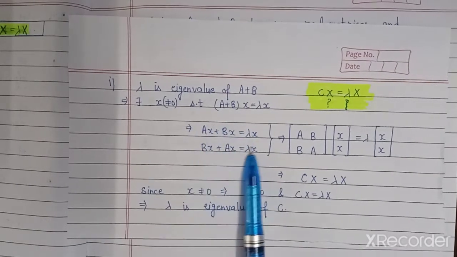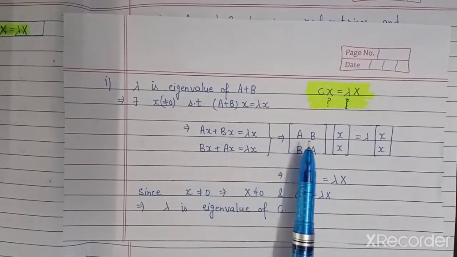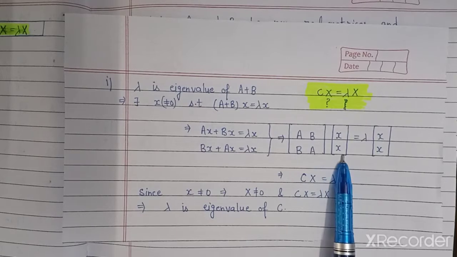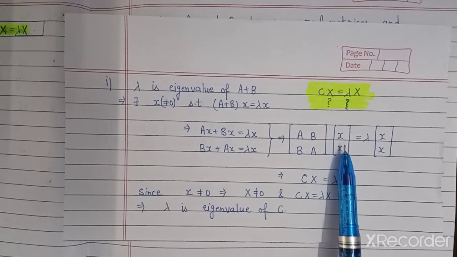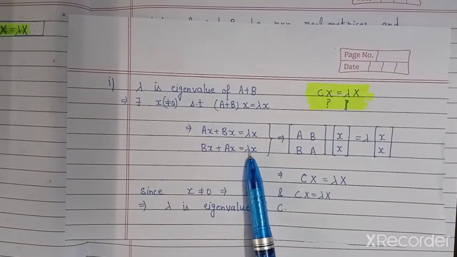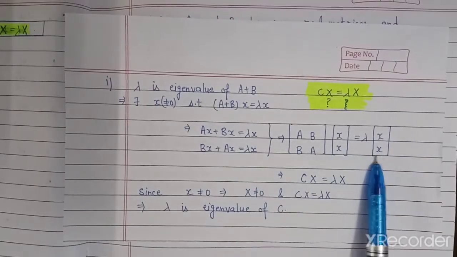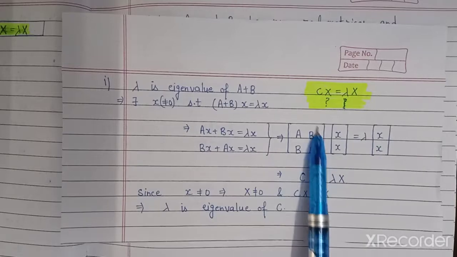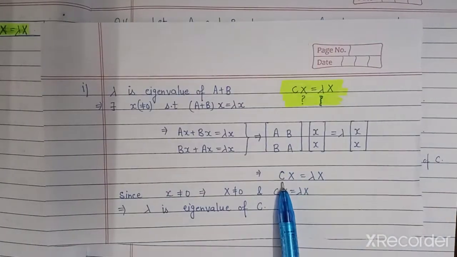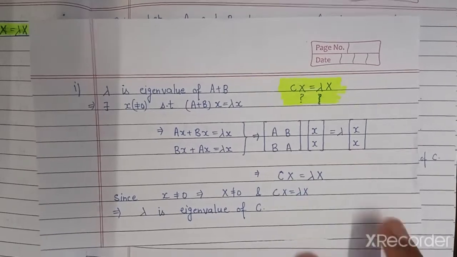We can write this system of equations in matrix form as [A, B; B, A] times the vector capital X, which contains small x, is equal to lambda times capital X. We take lambda common, and again capital X. This is the given matrix C in the question. So this is C times capital X is equal to lambda times capital X.